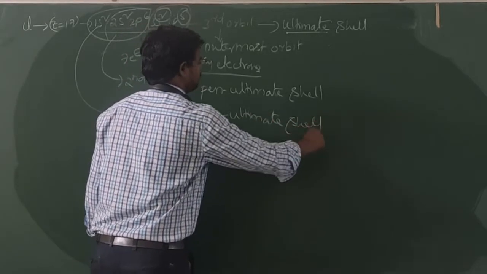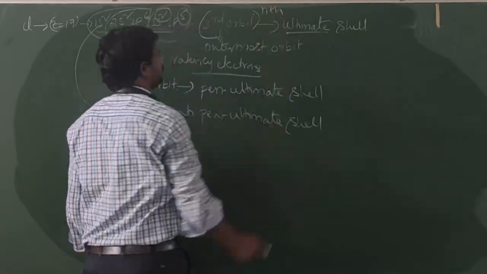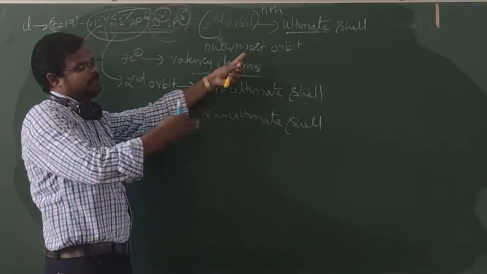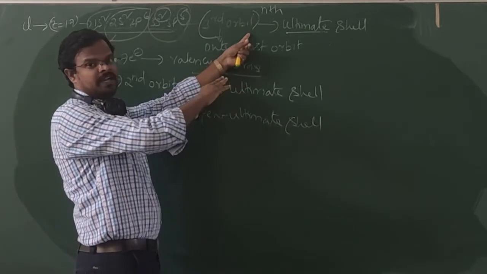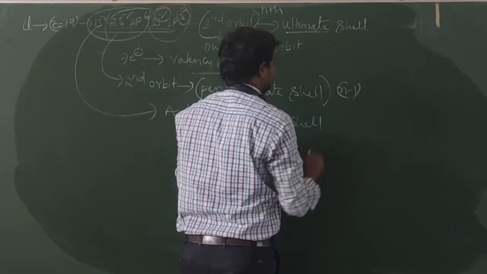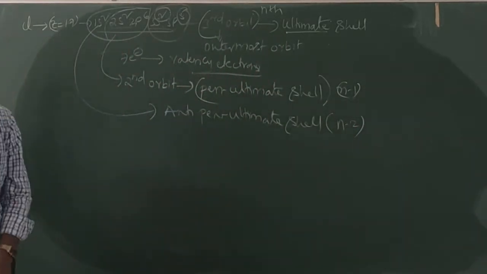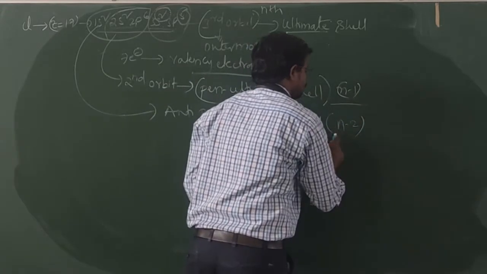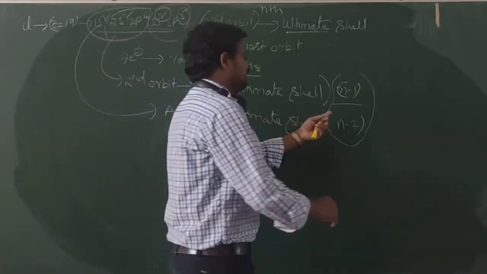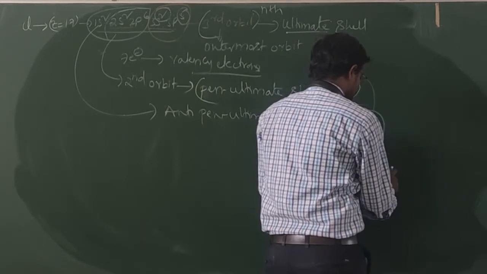That means suppose the third orbit is taken as the nth orbit. If the nth orbit is the ultimate shell, then the n minus 1th orbit, the one before the nth orbit, is called the penultimate shell. And the n minus 2 orbit we call the anti-penultimate shell. But n minus 1 and n minus 2, these two are called core orbits. Core orbits means inner orbits. The electrons present in n minus 1 and n minus 2 we call core electrons.